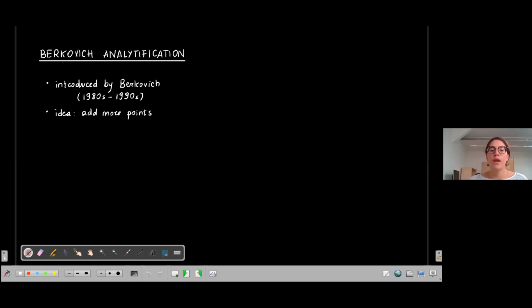So in some sense, we would like to improve and give a different definition. And the idea of Berkovich is that the problem does not rely on the topology that we are considering, but relies on the fact that we are missing a lot of points. In some sense, we should add more points to get a well-defined structure.